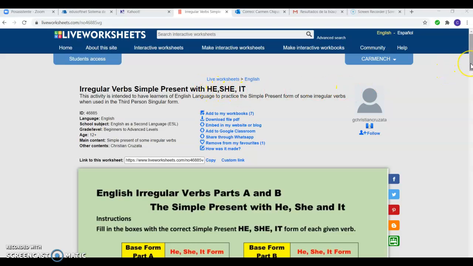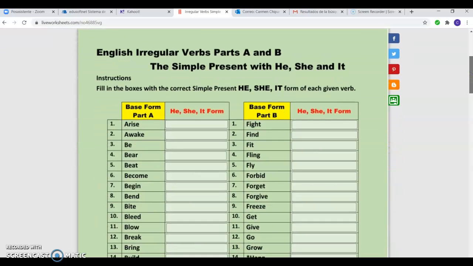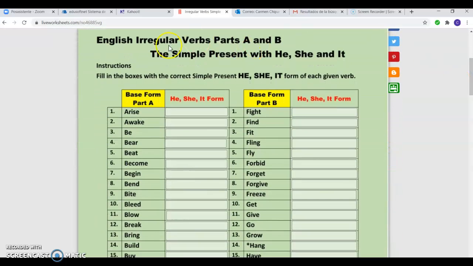Presente simple con los pronombres he, she, it. And you are going to complete this practice. Says English irregular verbs parts A and B. The simple present with he, she, and it. Instructions. Fill in the boxes with the correct simple present he, she, it form of each given verb.